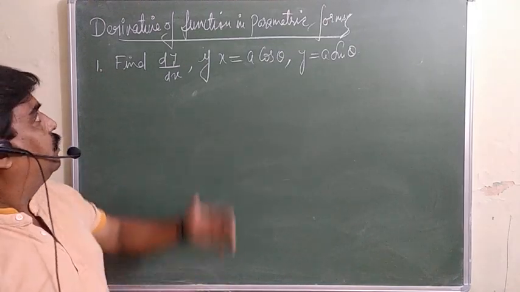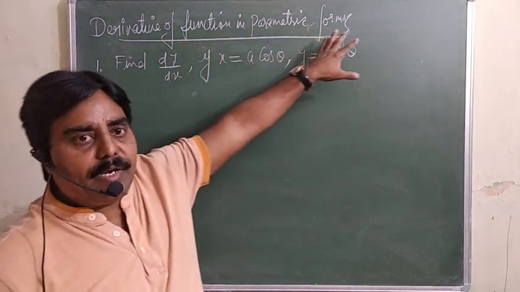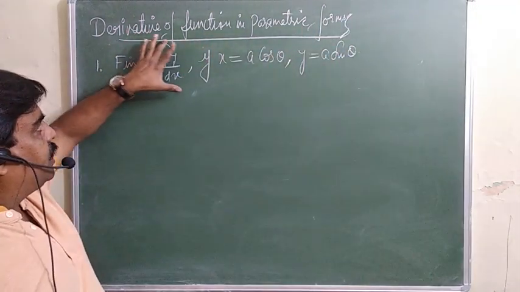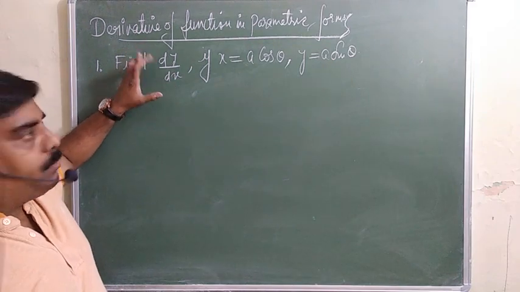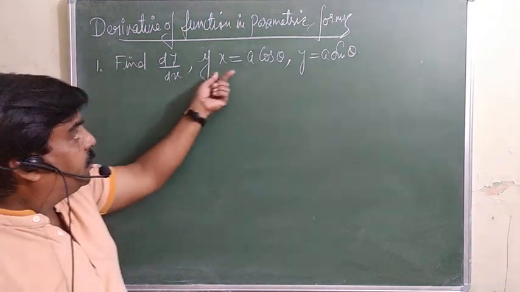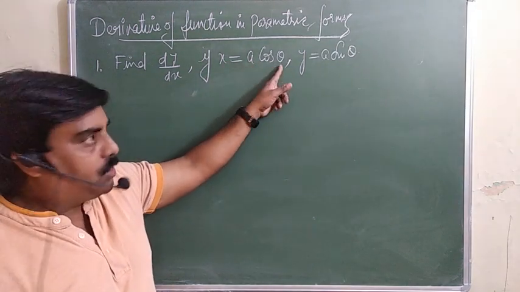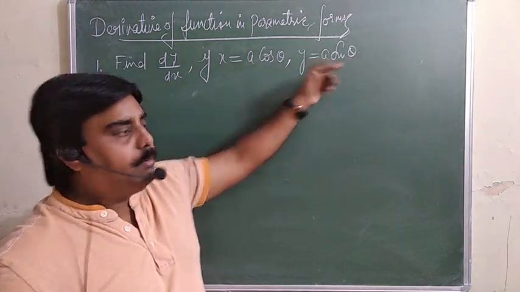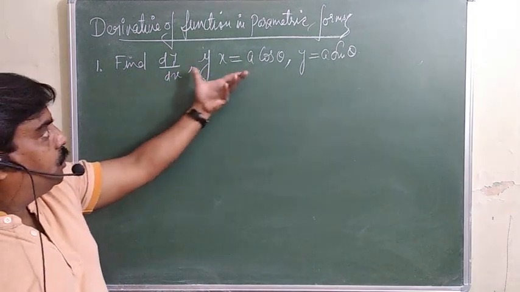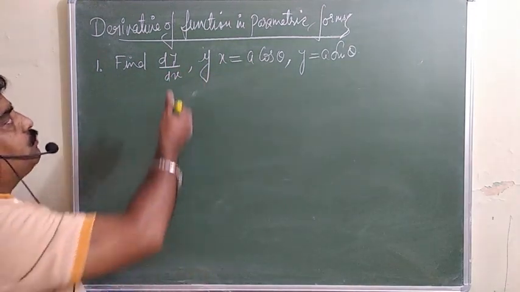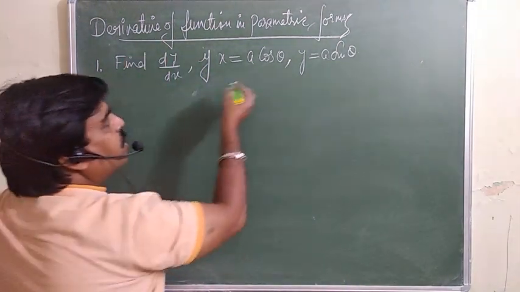Now the next is the derivative of a function in parametric form. Parametric form means we are interested in finding the value of dy over dx, but here we have x and y. The function x is given in terms of theta, and y is also in terms of theta. So these are the parametric forms by which we can find the derivative of this one. See how?